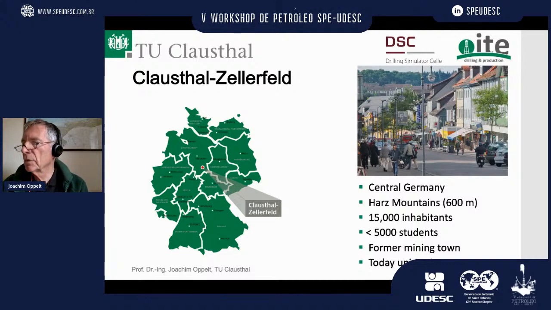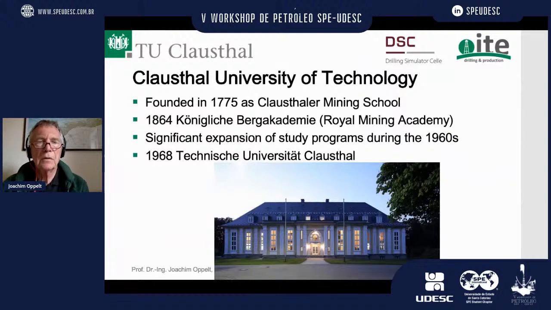Now you can call it a university town, because there is no longer any silver or other things mined there. As you see here, it's quite old. The tradition goes back to the 18th century, when it was a mining school on a, let's say, lower level. Then in the 19th century, it was called the Royal Mining Academy. So its reputation developed over the years until in 1968 it was transformed into a technical university, Clausthal University of Technology. Mining is one part of it, but nowadays we also have economics and other sciences, electronics, electrics, mechanical engineering, things like that. Traditionally, it's a mining university, but a lot of things are changing these days.